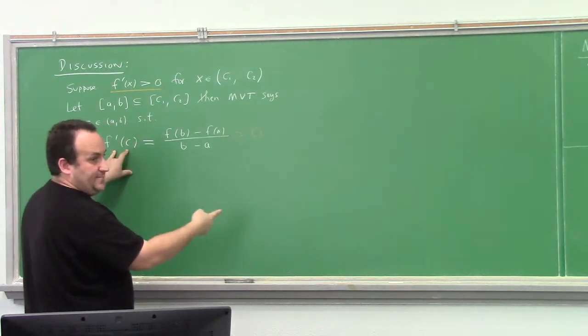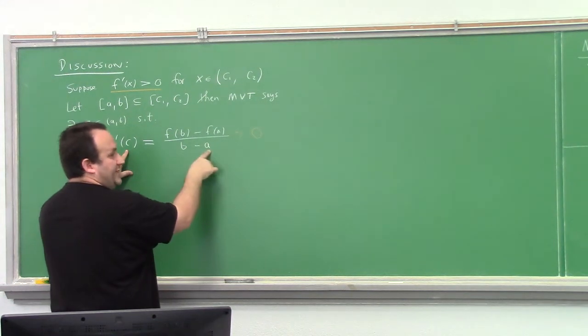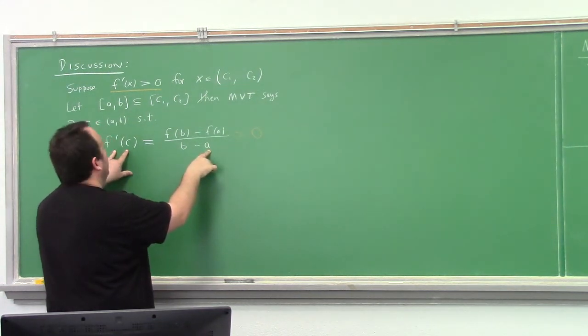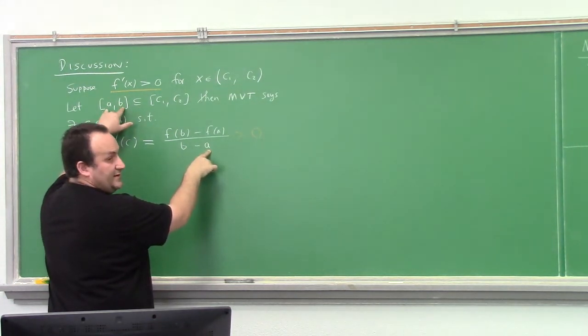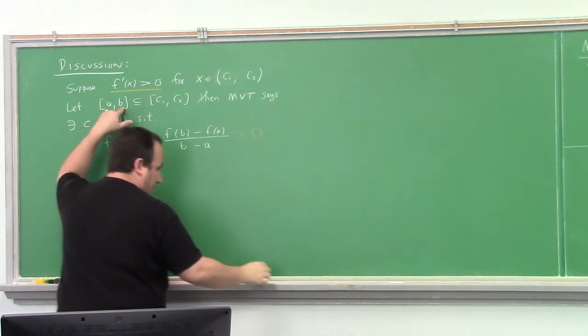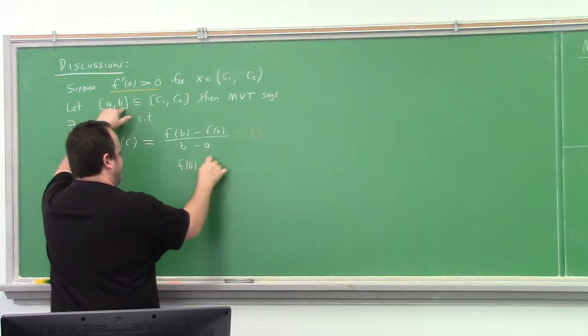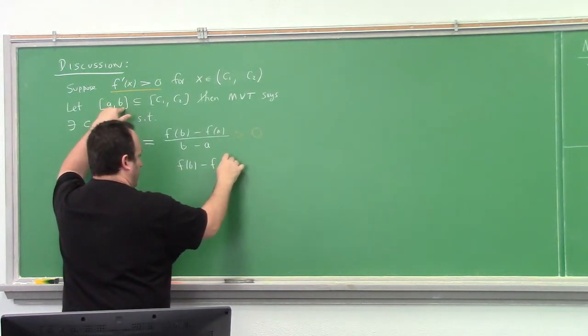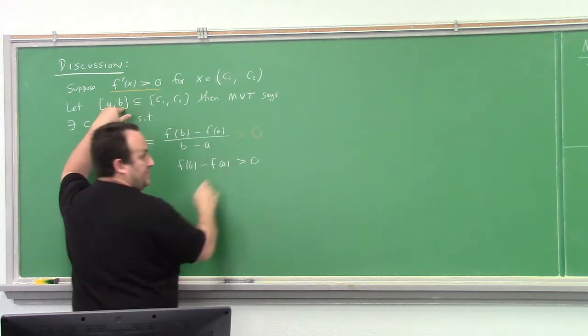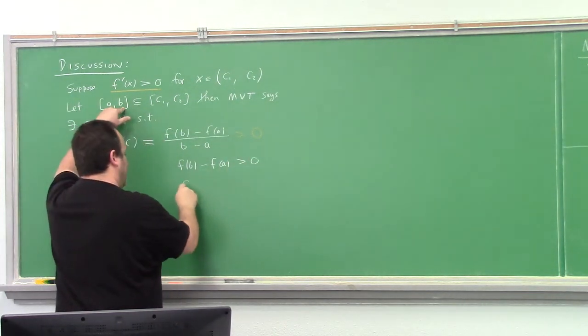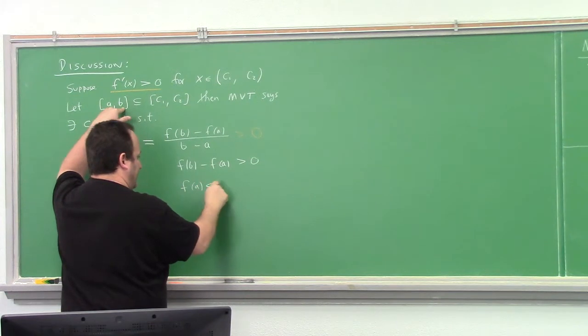So what does that tell me? B minus a is what? By assumption here, a is less than b, right? So this is a positive quantity. So this tells me then that f of b minus f of a is greater than 0. Or in other words, f of a is less than f of b.